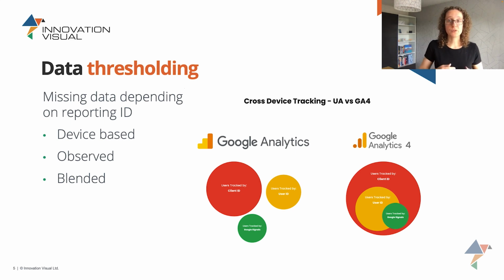However, pros and cons. You'll have all data available when you do this, but you might be over-reporting on users. And in reverse, if you use observed and blended, you will probably be more accurately reporting on users, but you might have to deal with data thresholding. It's really up to you. The more data you collect, the less impact data thresholding will have, because the more data you have, the more anonymous it can be. But if you're quite a small website or a niche website and you don't get many conversions, for example, it might be a pain with the data thresholding, so you might need to switch back to device-based from time to time.